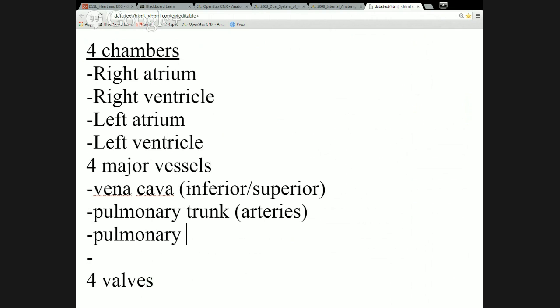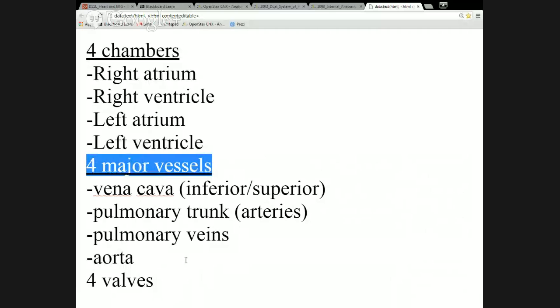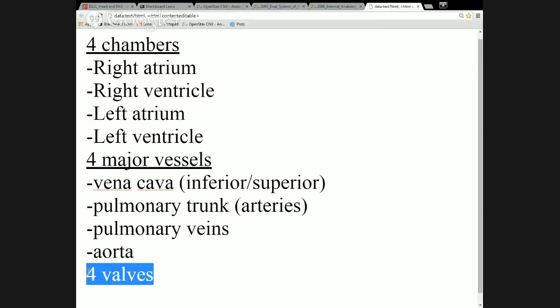While there's one pulmonary trunk leaving the right side of the heart, there are actually four pulmonary veins. They never come down into a single vessel. And those attach to the left atrium. And the left atrium then pumps that down into the left ventricle. And the left ventricle pumps that freshly oxygenated blood out to the body through the aorta. So again, I've listed these four things in terms of the order that blood moves through the system.